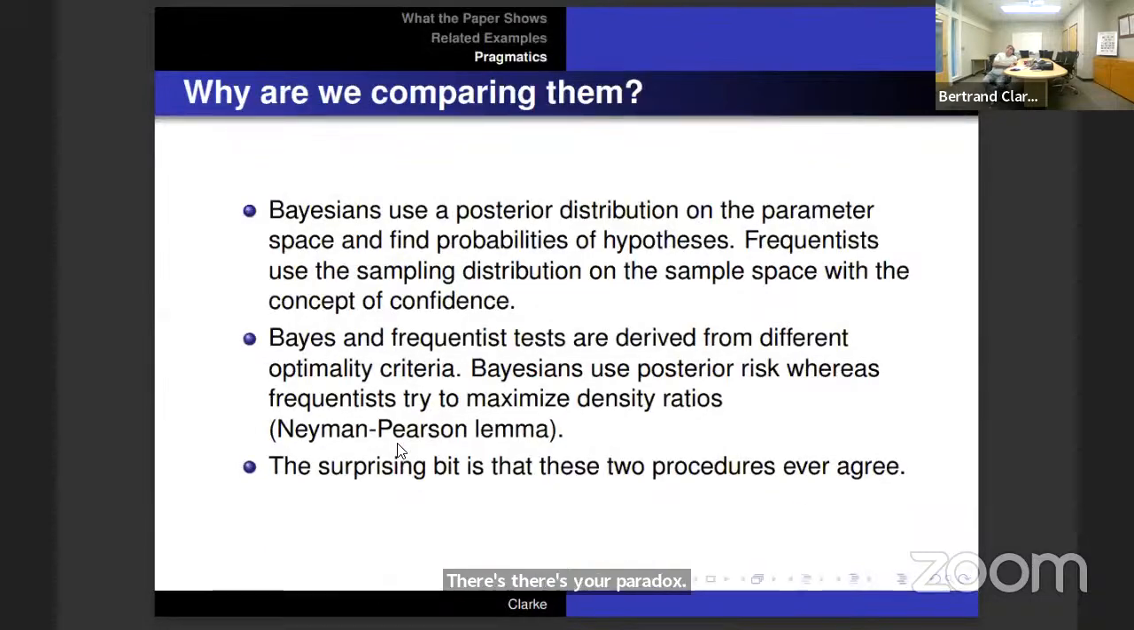So my big question is, why are we comparing at this very detailed level, right? Bayesians use a posterior distribution on the parameter space and find probabilities of hypotheses. Frequentists use a sampling distribution on the sample space, not on the parameter space, and they have a concept of confidence. So repeated sampling rather than the prior as information. Bayesians and frequentists have different optimality criteria, really different optimality criteria. We've seen this many times. And for me, the surprising bit is that these two procedures ever agree. They're so fundamentally different. So it's valid to compare them, but we don't really expect them to agree.